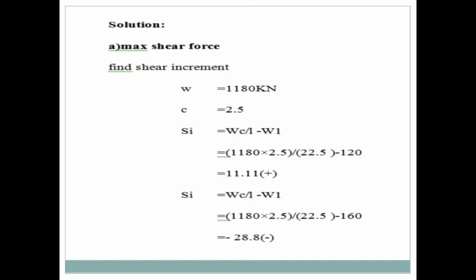Solution. So first there is the maximum shear force. For finding the shear increment, W is equal to 1180 kilonewton and center C is 2.5. SI is equal to WC by L minus WL. That is 1180 into 2.5 divided by 22.5 minus 120. We are getting shear force 11.1111, that is positive. And for the other case, the negative value is minus 28.8.